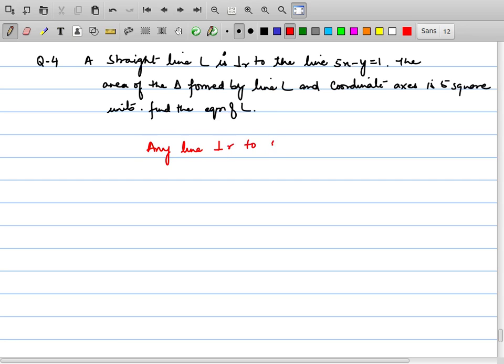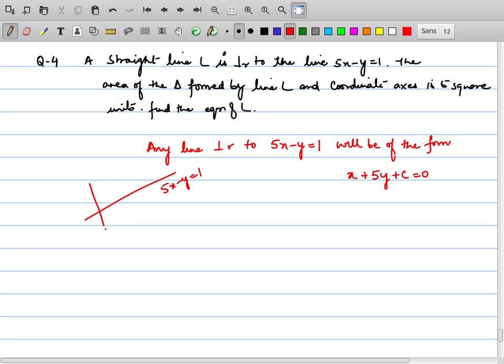So any line perpendicular to the line 5x minus y equals 1 will be of the form: you interchange the coefficients of x and y, so 1 comes at this place and 5 goes at this place, and you change the sign between the two. Plus c equals 0. Now this is again a family of lines. This is your line 5x minus y equals 1. There will be infinite lines which will be perpendicular to this line.